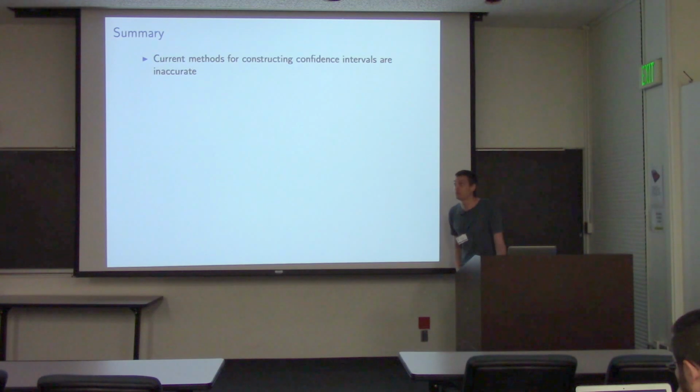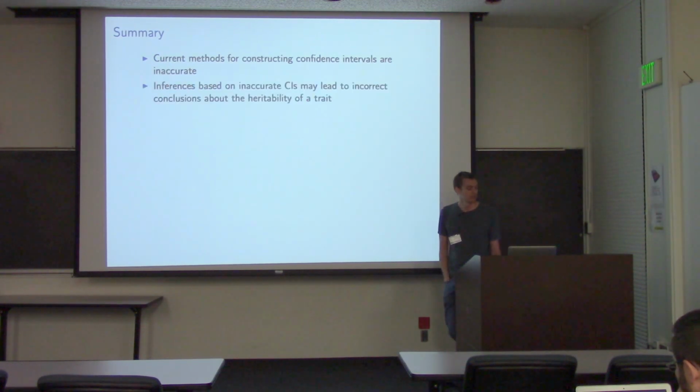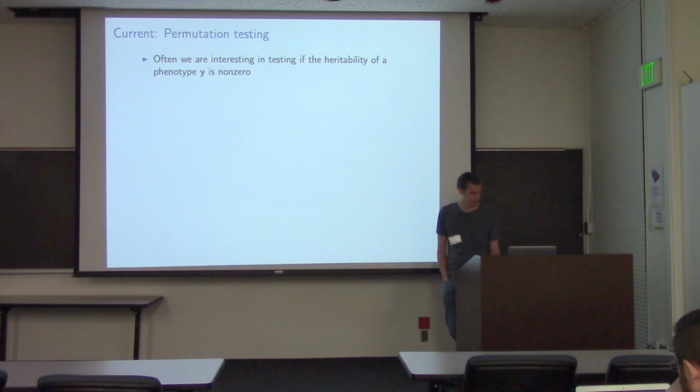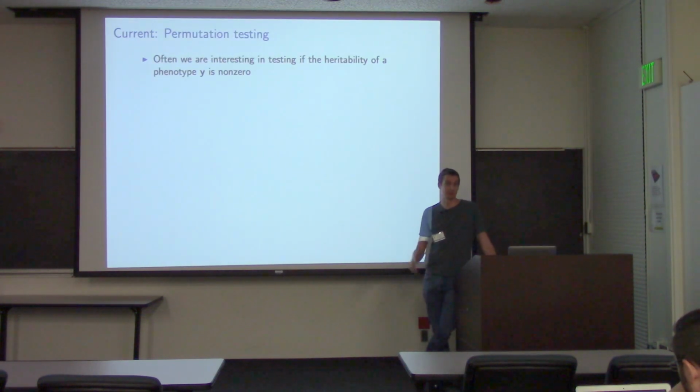So to sum up this part, the current methods for constructing CIs are inaccurate, and having inaccurate CIs is bad because it can lead us to wrong decisions about the heritability of a trait, and Albi is a method that solves all these problems nicely. This is work that was done with several people. Eran is my advisor, and Saron here, and also Zar, and Shachar Kaufman, who is not here.